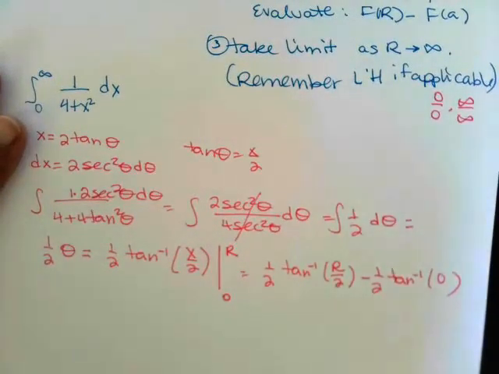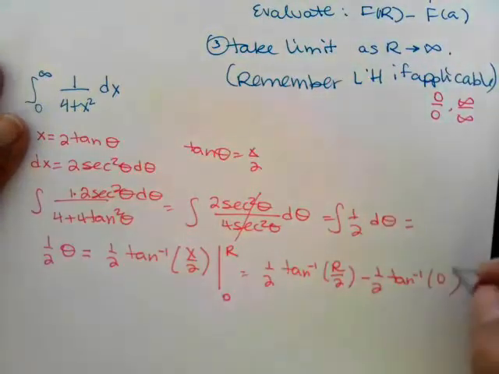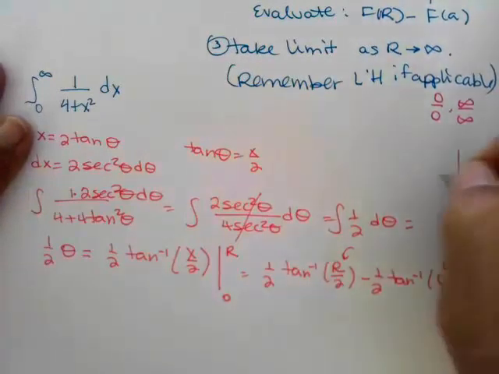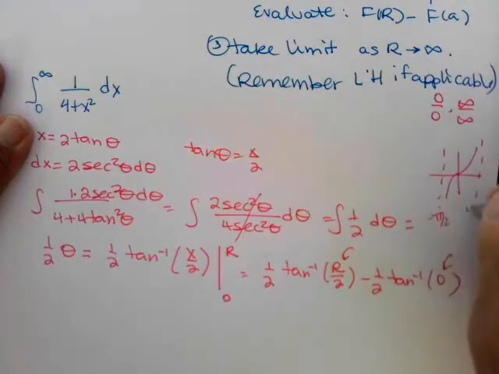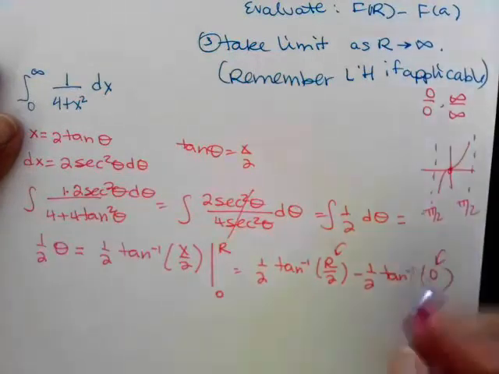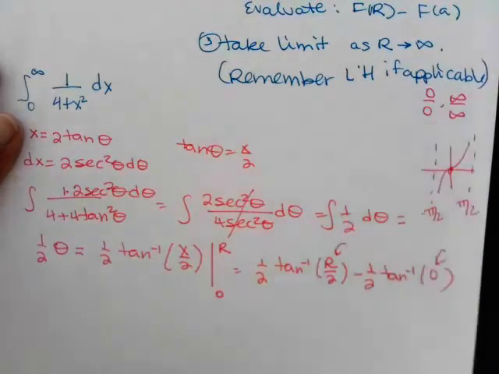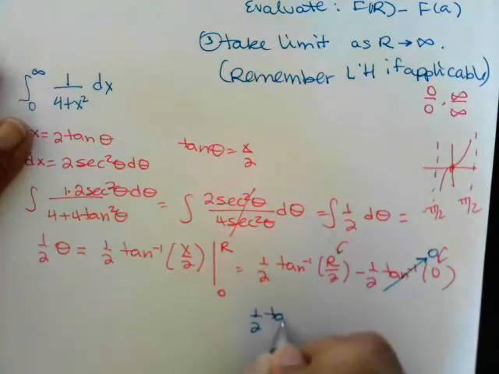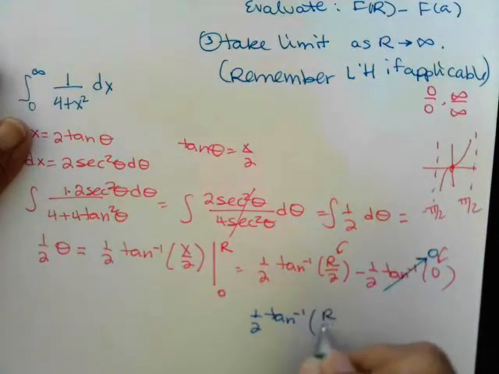So inverse tangent will tell you the angle that leads to the argument as the ratio. So I kind of think of a backwards trig or a tangent graph. So here's my tangent between negative pi halves and pi halves. So what angle leads to a tangent of 0? Well, that's 0. So that last term is just 0 this time. And now here I have 1/2 inverse tangent of r over 2.